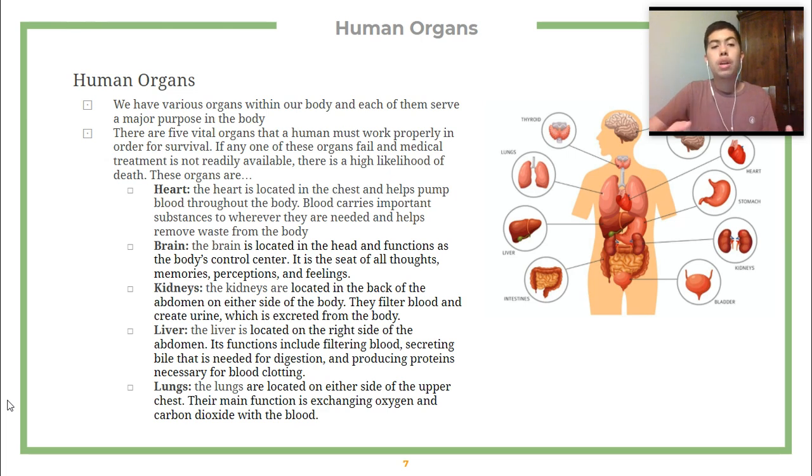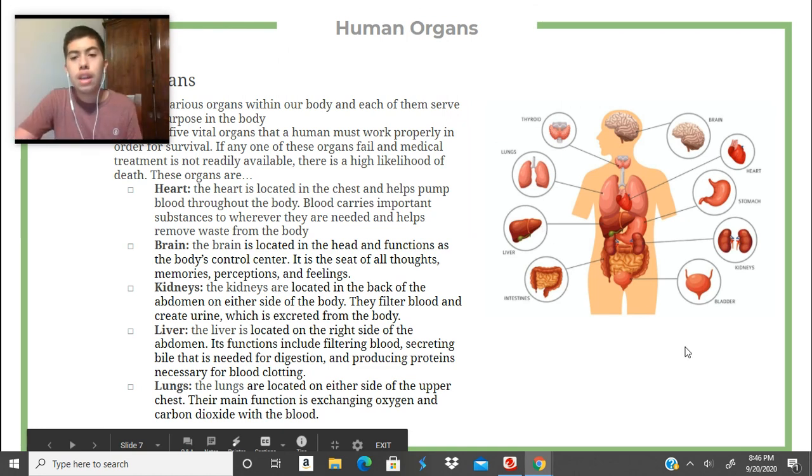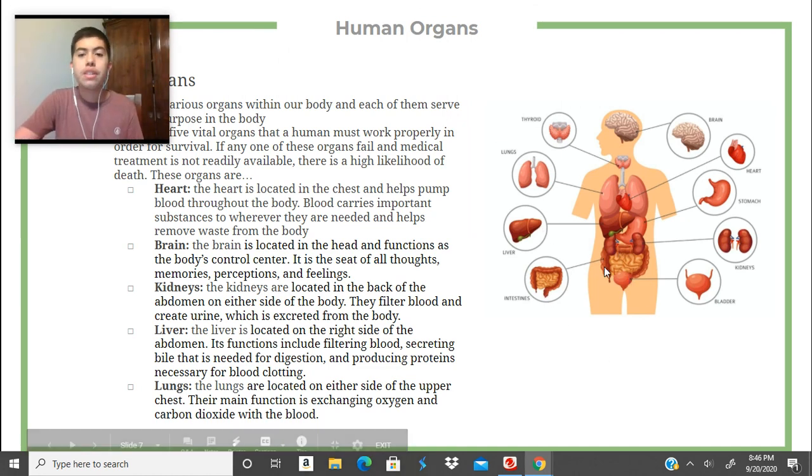And then human organs. So we have various organs within our body, and each of them serve a major purpose in the body. So here in the photo, we have a few different organs. Here we have the intestines, the liver, the lungs, the thyroid, brain, heart, stomach, kidneys, and bladder. And each of these organs have their own role.